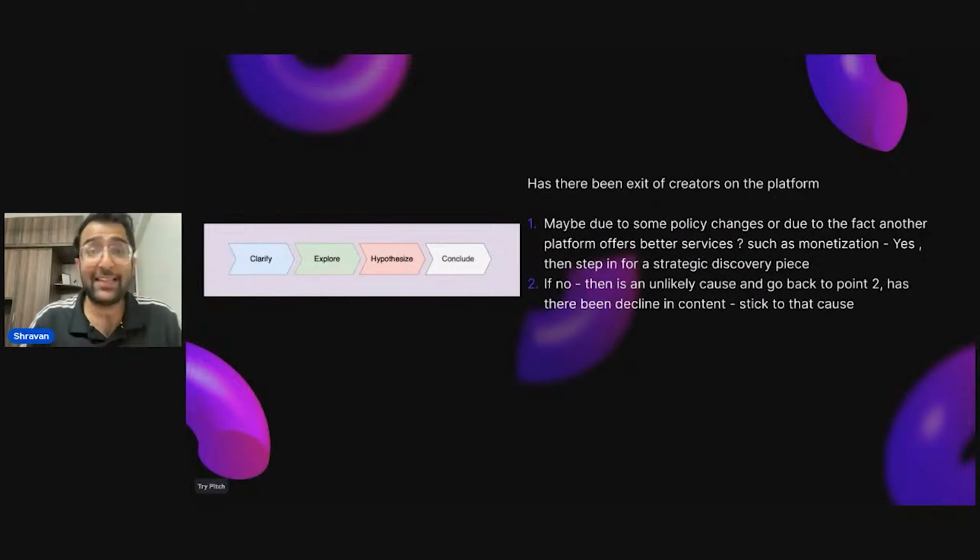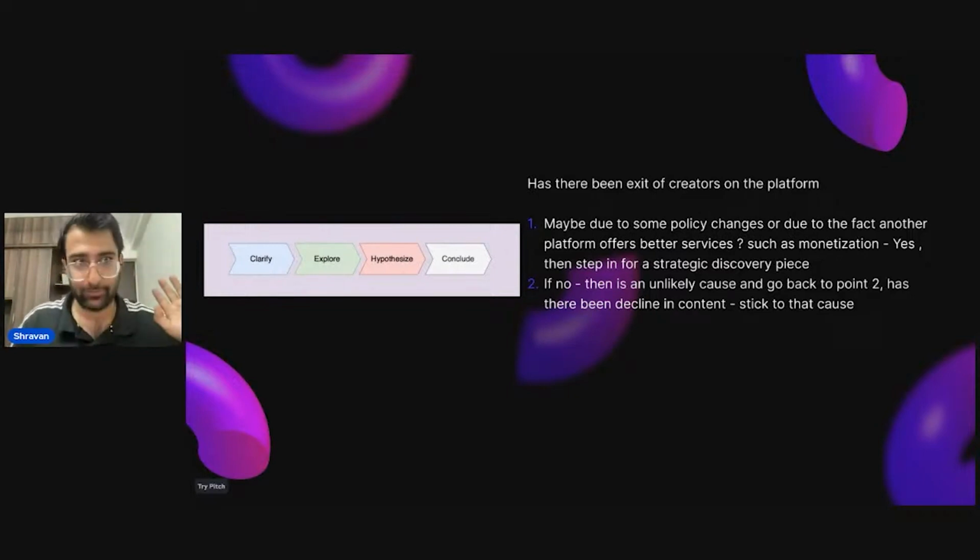Third, has there been an exit of creators on the platform, maybe due to some policy changes or due to the fact that other platforms offer better services such as monetization? Yes, that might be strategic. Then if that is happening, it's a strategic discovery thing that we need to solve for. If no, then it is an unlikely cause and you go back to point 2. Has there been a decline in content?